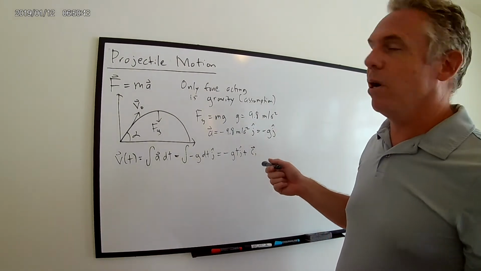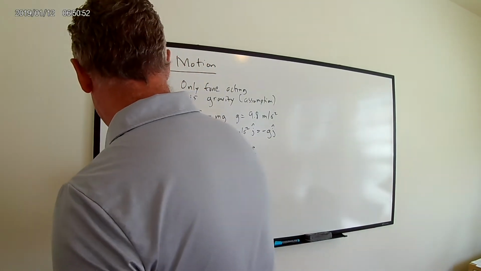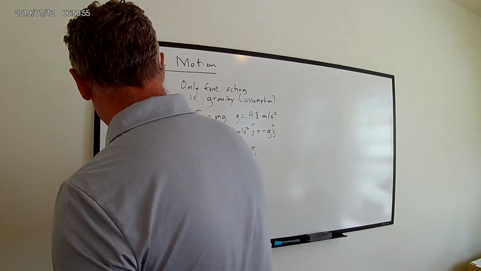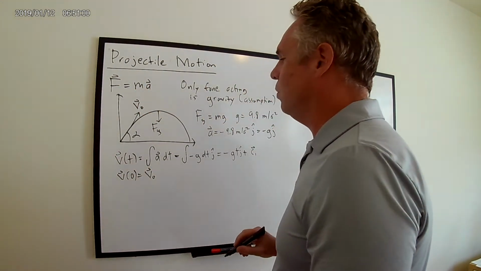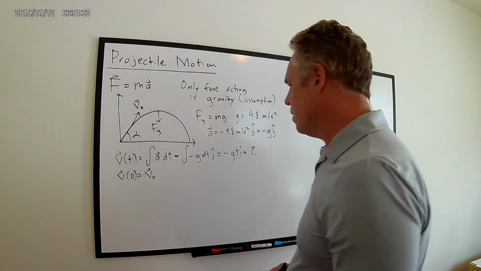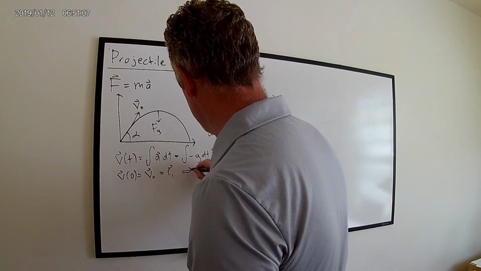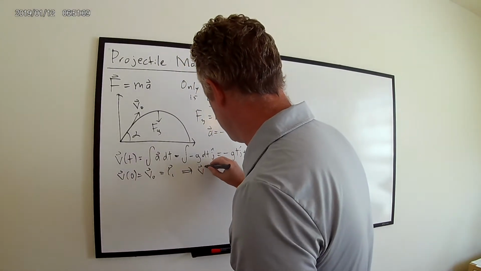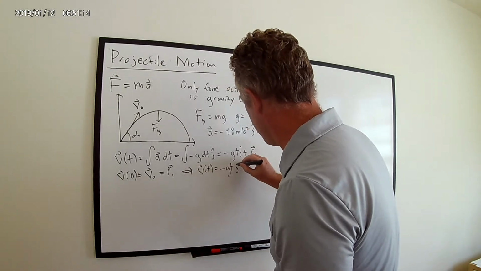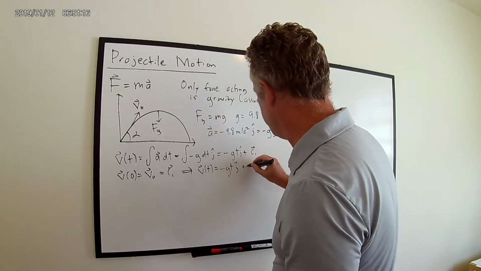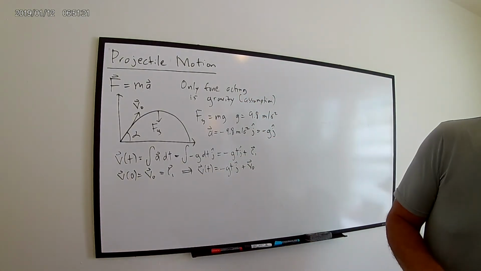Now how do we find c1? We use the initial conditions. The initial conditions say that the velocity at t equals 0 is simply equal to our initial launch velocity, v0. And this is equal to c1. So this means that we can write the velocity as a function of time as minus gt j hat plus v0. That's our initial velocity.